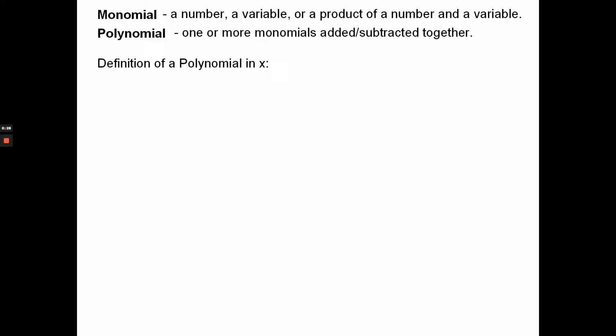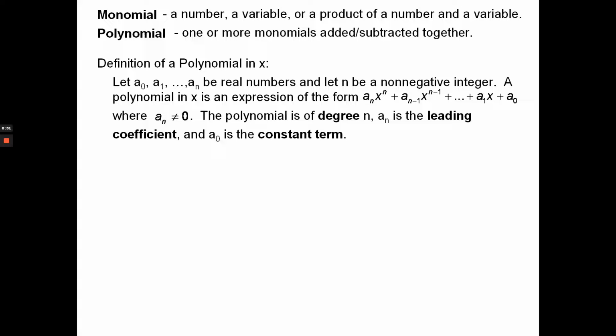Our formal definition of a polynomial in x is: let a sub 0, a sub 1, all the way up to a sub n be real numbers and let n be a non-negative integer. A polynomial in x is a representation of the form a sub n x to the nth plus a sub n minus 1 x to the n minus 1 plus dot dot dot all the way down to a sub 1 x to the first, which we don't have to write, plus a sub 0, where a sub n is not equal to 0. So these a's are our coefficients being indexed with the number n, and n being our powers written in descending order. The polynomial is of degree n, so our highest power is our degree.